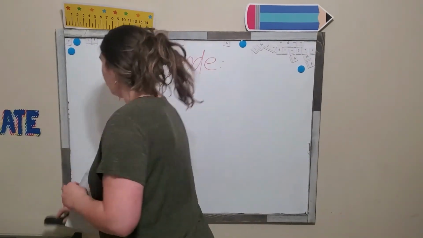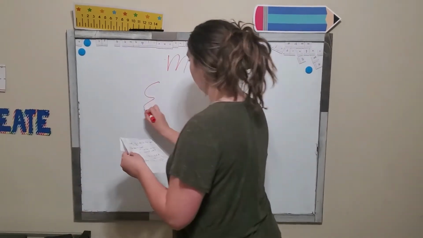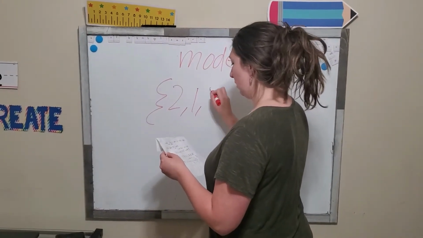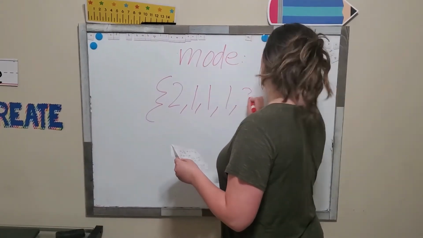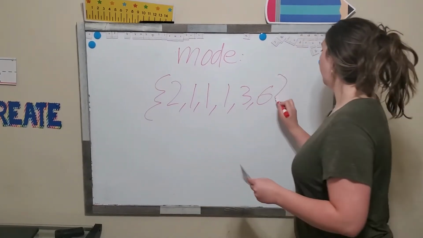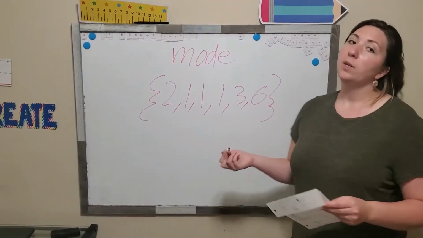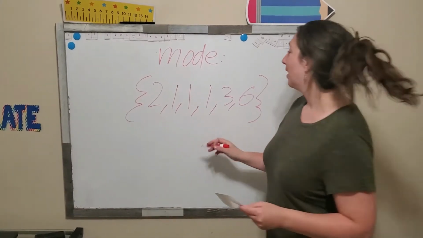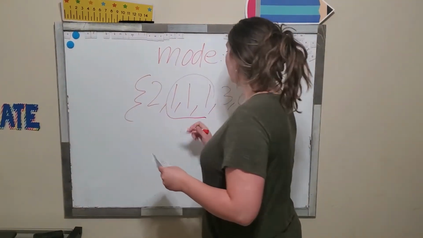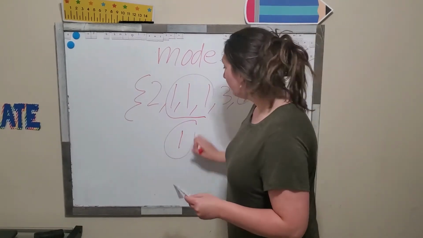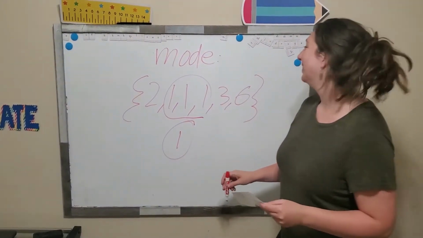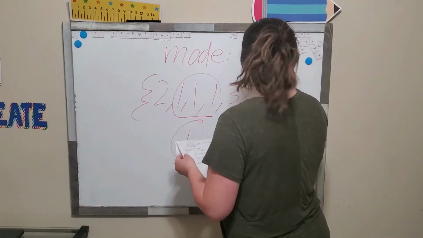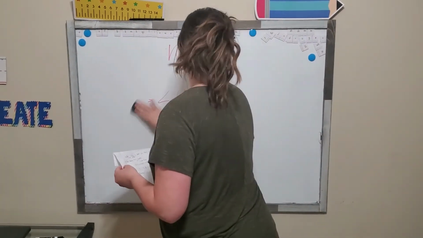Okay? So if we have a data set, let's go with 2, 1, 1, 1, 3, and 6. Okay? Which number occurs the most often? 1. Okay? So 1 is our mode. Okay, that was super easy. So now let's try another one.